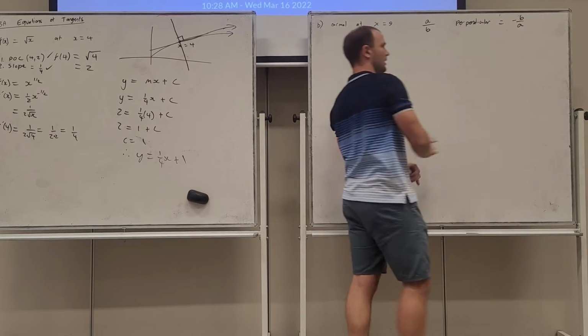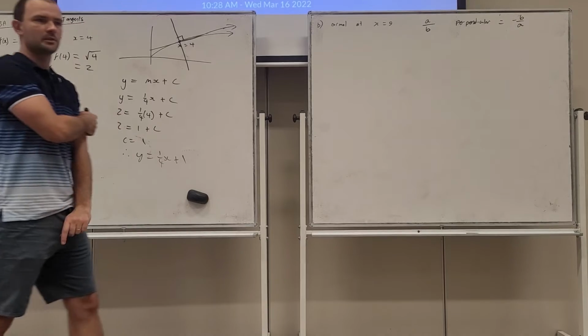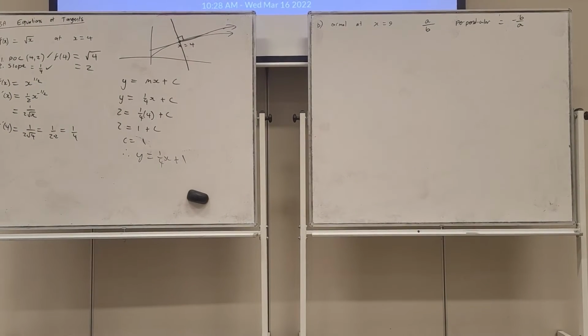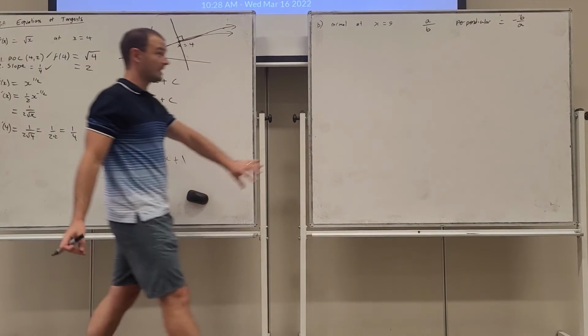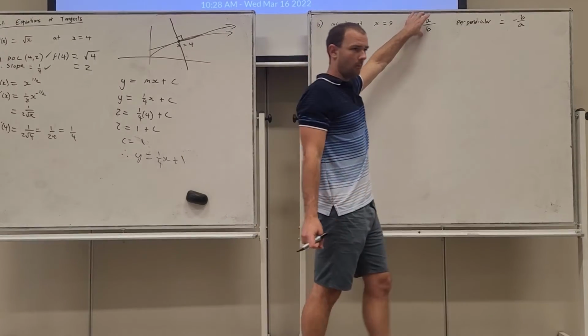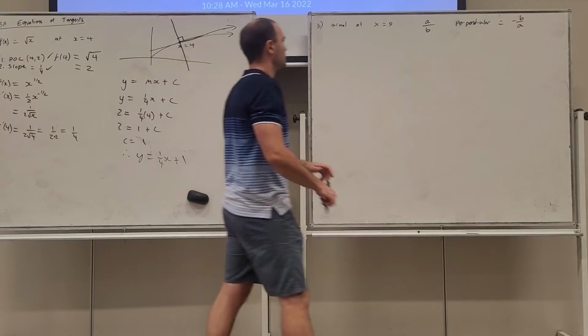So we flip it and we put a negative in front of it. So if we have slope a on b, then the perpendicular is going to be minus b on a. If the tangent is a on b, then the normal is going to be minus b on a.